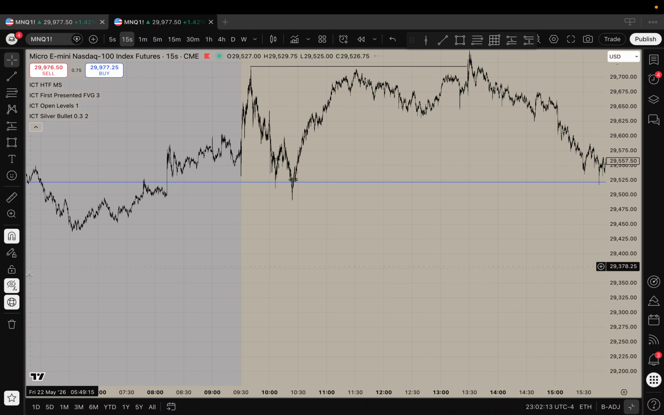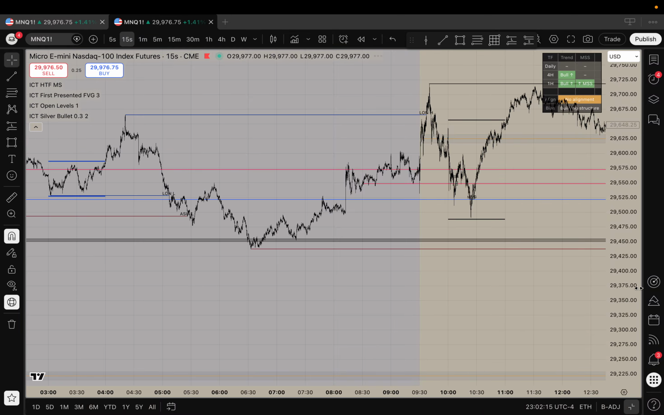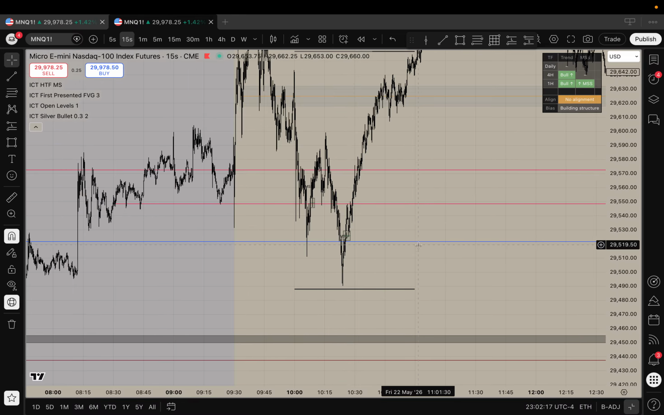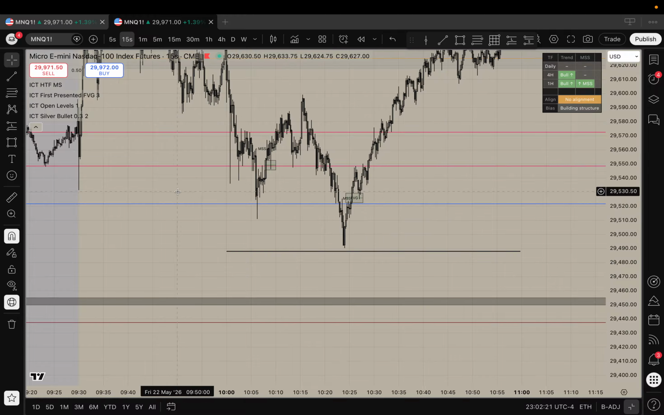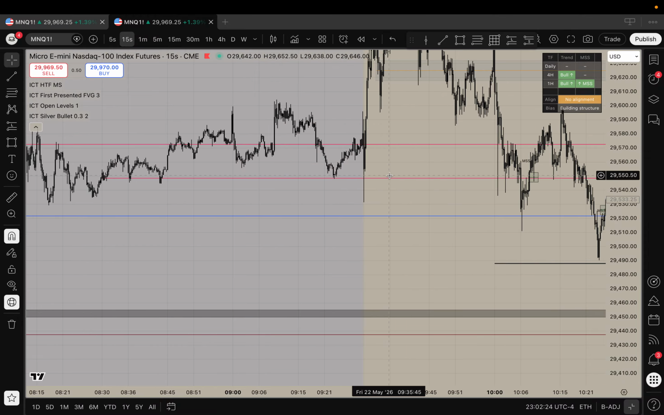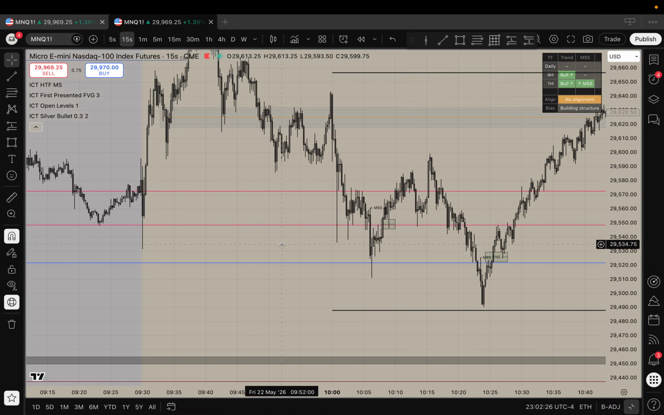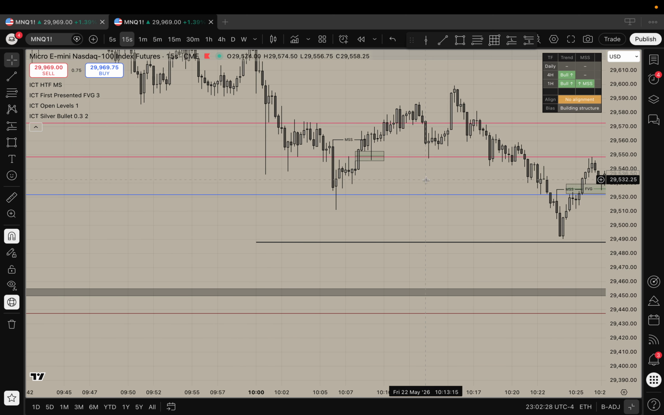Not only that, but it is below the open levels. So if you look at these two pink lines, these are the open levels, both equities and midnight. And PO3 didn't play out this day. That's why I have these up instead of PO3. But we have this dip right here below the 4-hour order block.